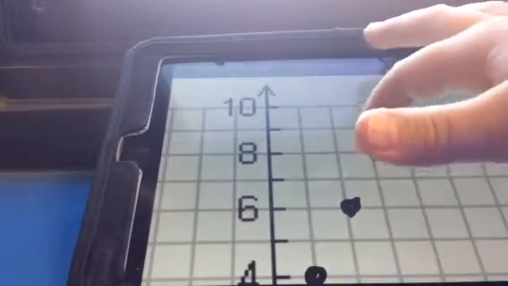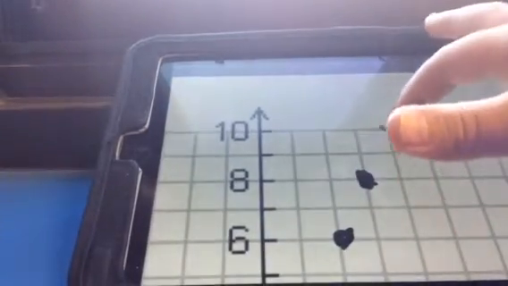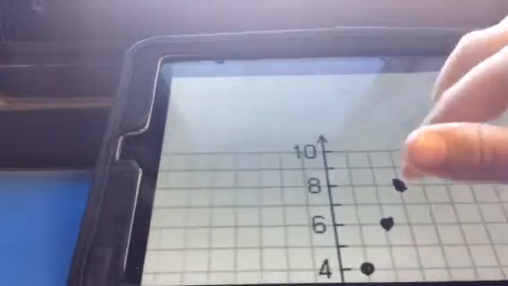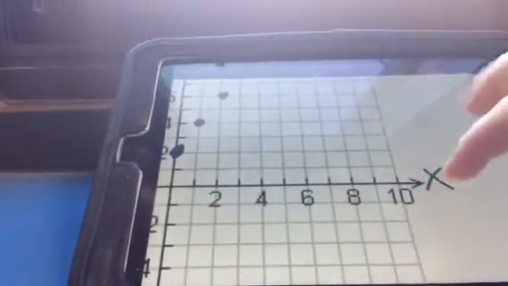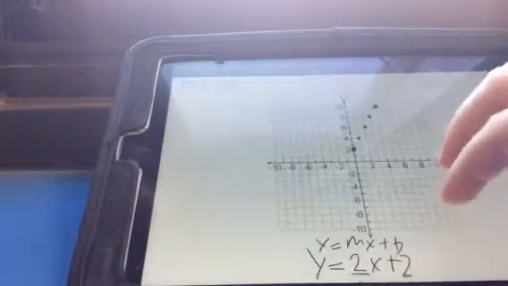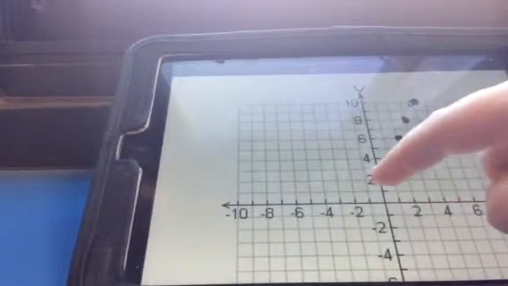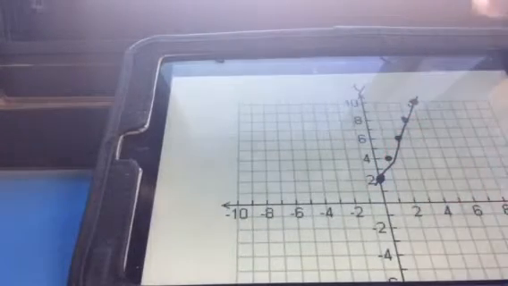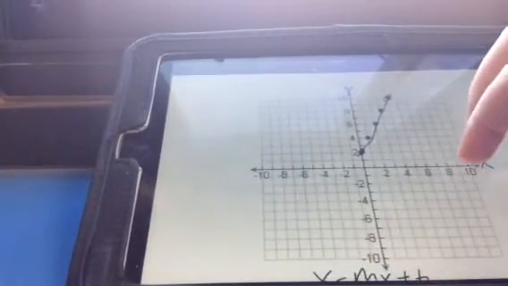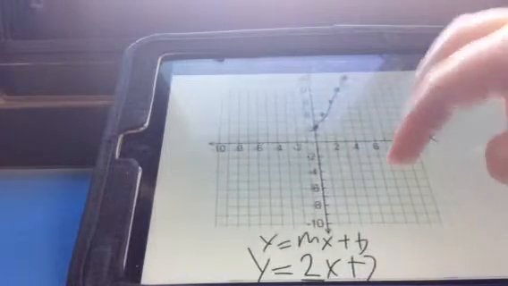You go up 2 over 1 up to the top of the graph. And you always want to have your graph labeled. So that's basically how you graph it. And you can put a line through it because it is a linear function. So, alright, that's basically how you do it.